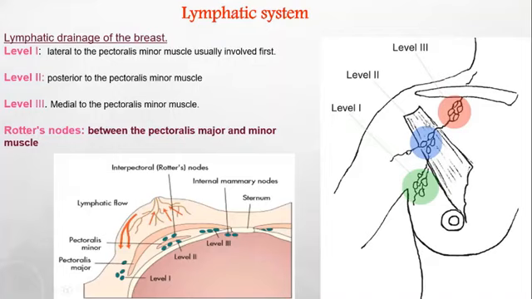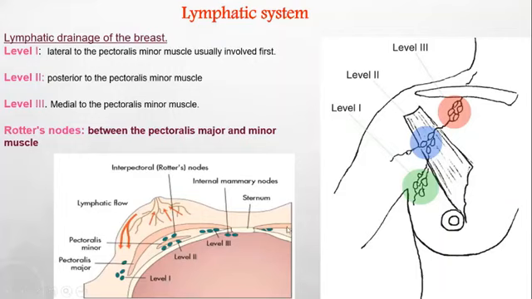This is the pectoralis minor. We said before the significance or relation of the muscles to the breast. Though the pectoralis minor is not directly in contact with the breast, it is behind the pectoralis major, but here it has so important clinical significance because the levels of the lymphatics are related to the location of the pectoralis minor. If it is lateral and inferior to which, it is level 1. If it is behind the pectoralis minor, it is level 2. And if it is superior medial to which, it is level 3.